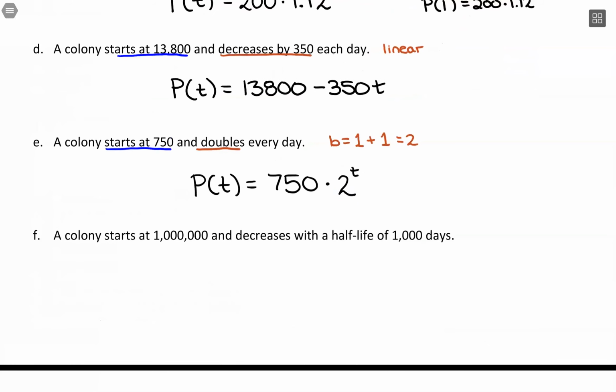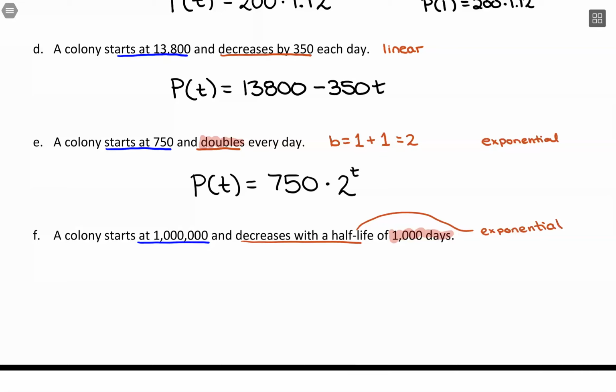All right, this last one here, we have starts at 1,000, and it's decreasing with a half-life of 1,000 days. All right, so up above here, that doubling is multiplication, so multiplying by 2, so that's where we get that it's exponential. Sorry, I didn't make that clear. Multiplication and division go hand in hand with each other. So where we're talking about half-life here, if you see half-life, that's also going to deal with exponential, because it's like dividing by 2, or you could think of it as this multiplication by a half.